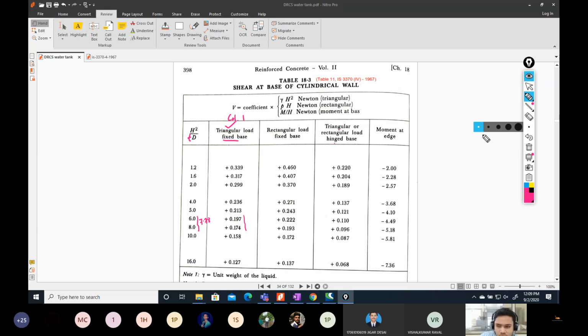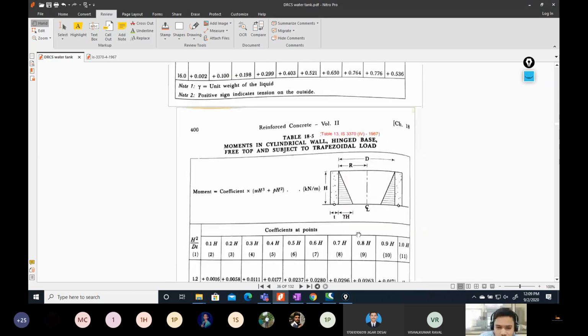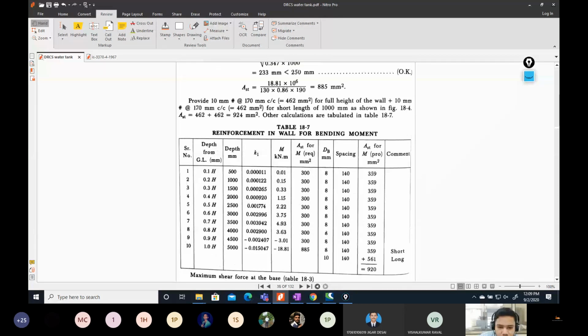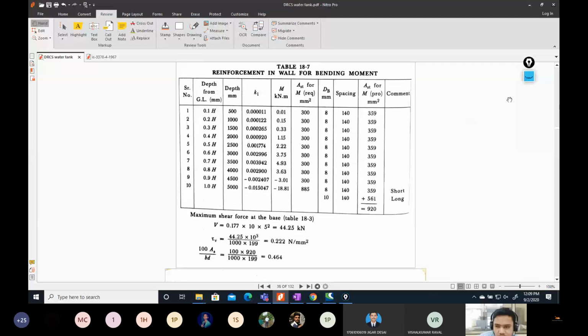So the interpolation comes out to be 0.177. Okay, so this is the interpolated value 0.177. Okay, and this is to be multiplied with gamma times h square, where gamma is the unit weight of water and h is the height of the tank. So you get the shear at the base. Okay, this is the maximum shear at the base.